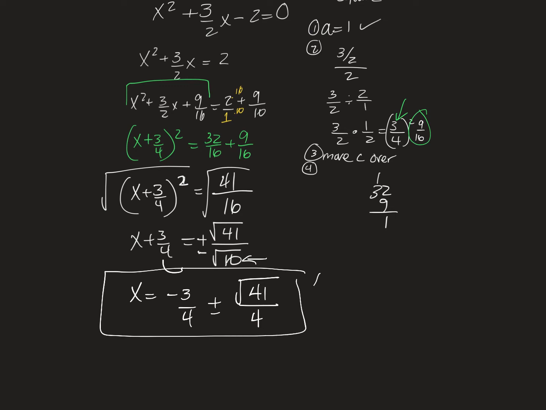Remember that you can write it like that, or you could write it like this. Plus or minus, and then just root 41 over 4 because it's the same bottom. Okay, and then I'll do it with 48.